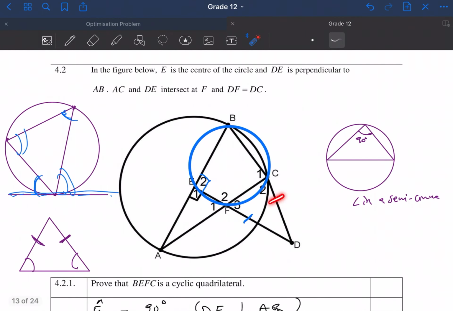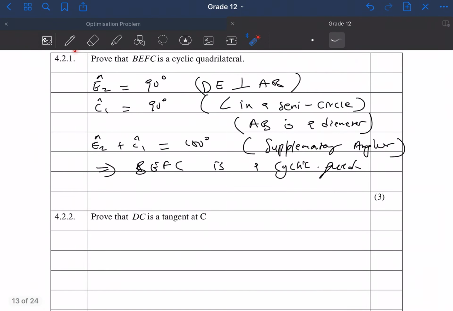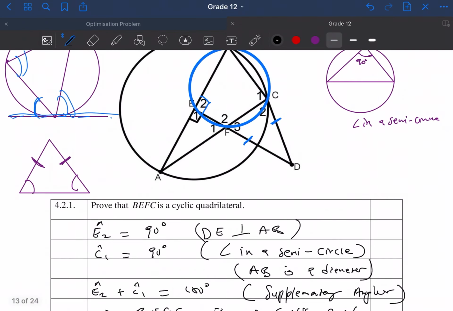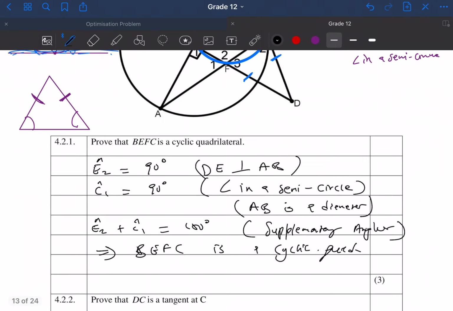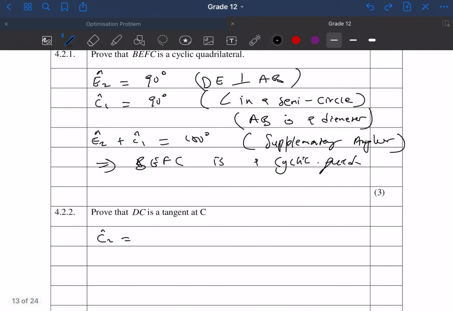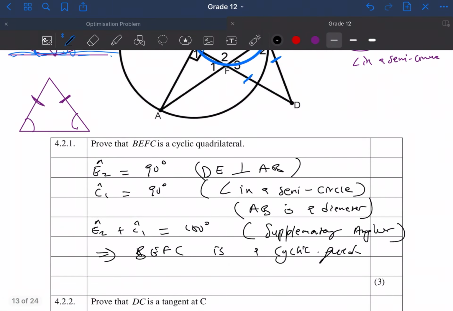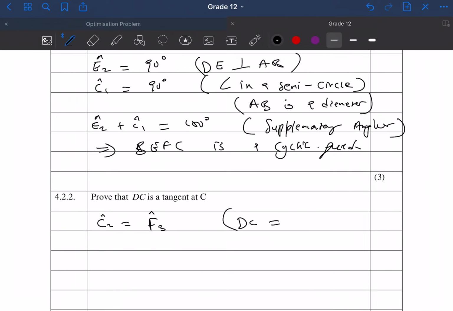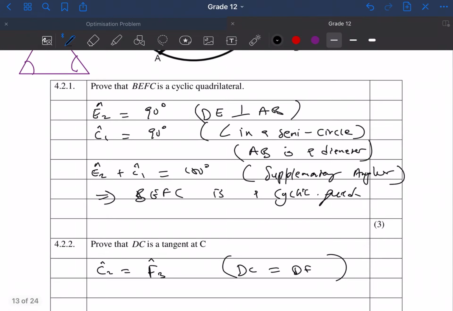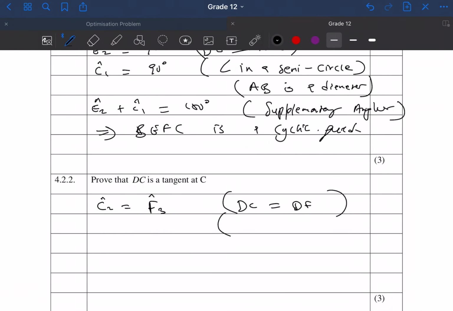So now we have this triangle as well. Opposite sides are equal, therefore base angles are equal. So we can now just write that down and say angle C2 is equal to angle F3. Yes, angle F3. Why? Because we know that DC is equal to DF. That's the reason.